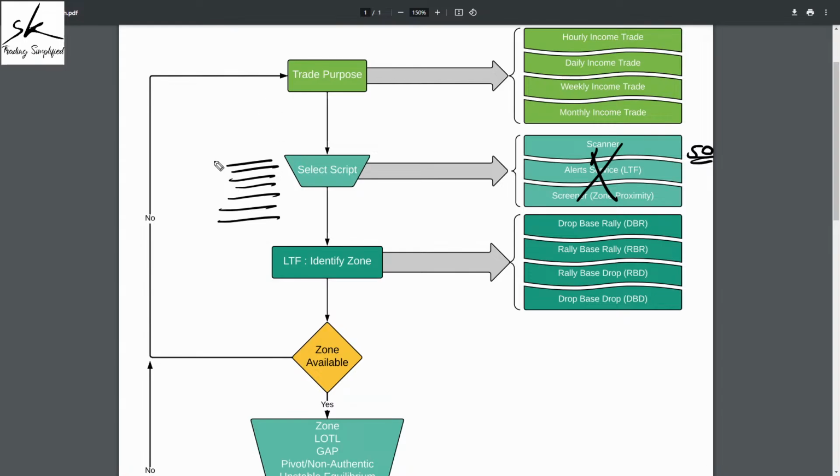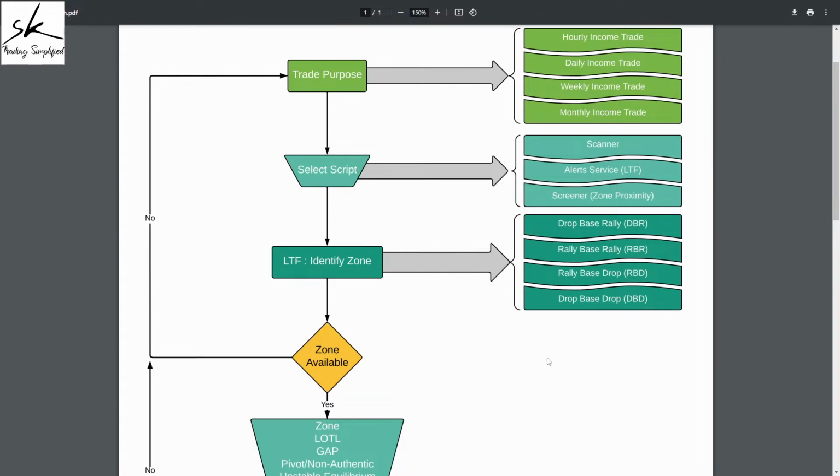So let's assume whatever method I applied, I got a list of symbols, and the very first one in that list was ABC. So what am I supposed to do now? The next thing is I need to go to the lower time frame. So the question is, what is my lower time frame? We got the answer from our step number 1, that as a monthly income trader, my time frames were monthly, weekly, daily, and 60. And out of these 4 different time frames, daily was my lower time frame. So I'll go to the daily chart, and on the daily chart, we need to identify a zone. By zone, we mean any of these 4 structures. It can be a drop-based rally, rally-based rally, rally-based drop, or a drop-based drop.